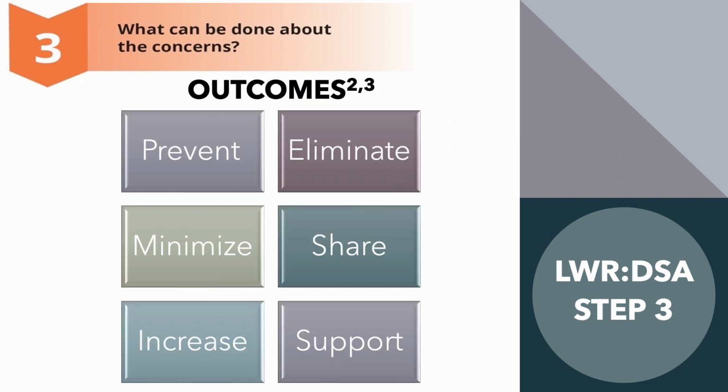When you're considering ways to mitigate risk, think about what outcomes are realistic and achievable. Are you trying to prevent the concerns or the consequences? Are you trying to eliminate the concerns or consequences? Are you trying to minimize negative consequences? Are you trying to share the risk for the consequences?